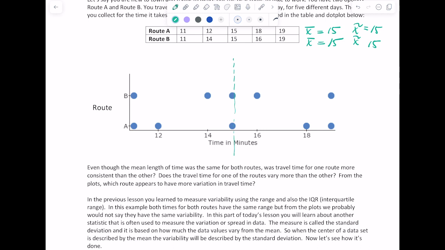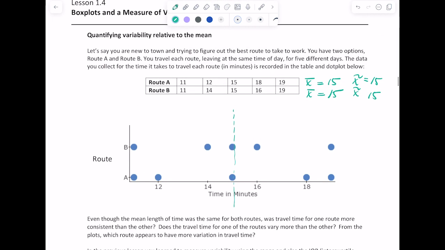Well, if you take a look at Route A, we can see that from the mean, we're 4 away and then 3 away. Here we're 3 away and 4 away. Here we're 3 away, but we're 1 away. And we're 1 away here, and then we're 4 away here as well. So where is there more variation if I'm looking at the travel time? Feel free to pause the video and try answering that on your own.